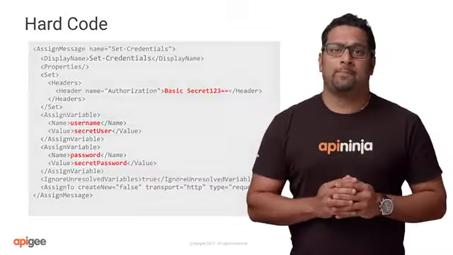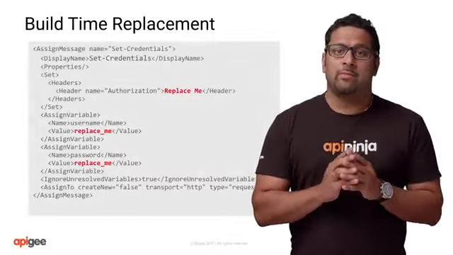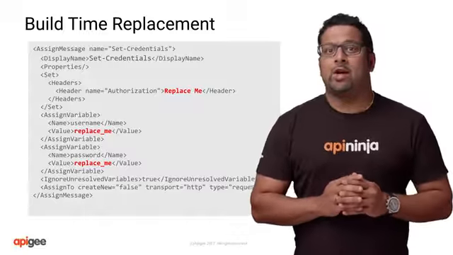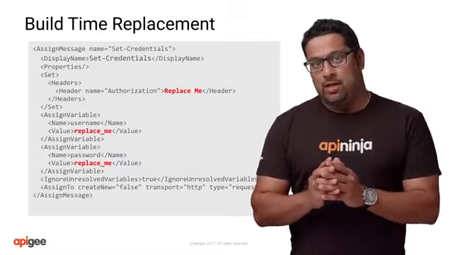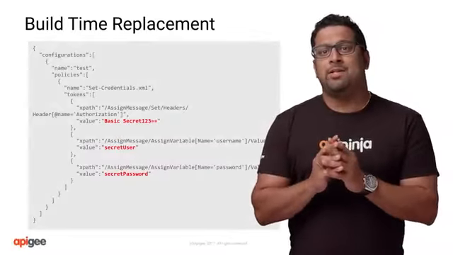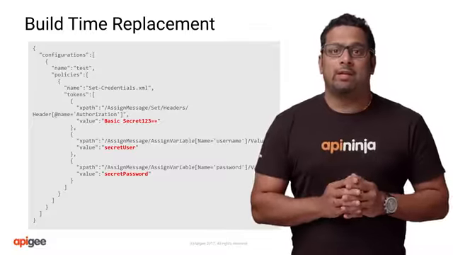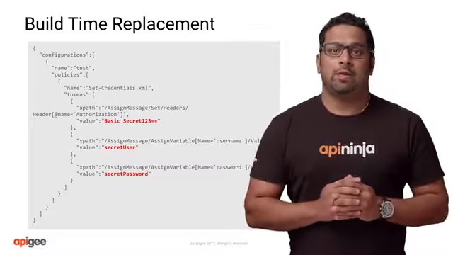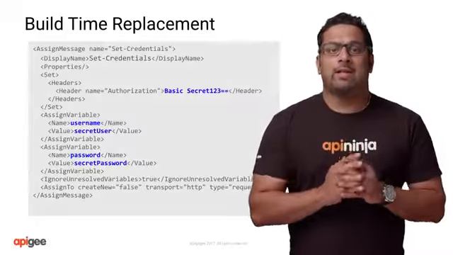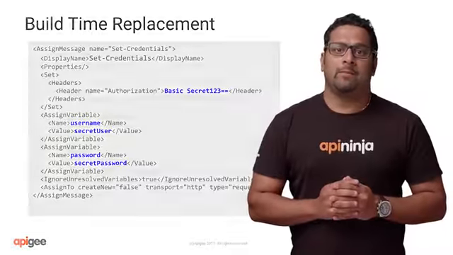In the build time replacement method, the policies can have some dummy values and the sensitive information can be kept separately in a config file which gets replaced during the build time. The configuration can be a simple JSON file where the values are configured along with the XPath where these values need to be replaced. Once the build script is executed and the XPath matches, the values are replaced with the values in the config file.